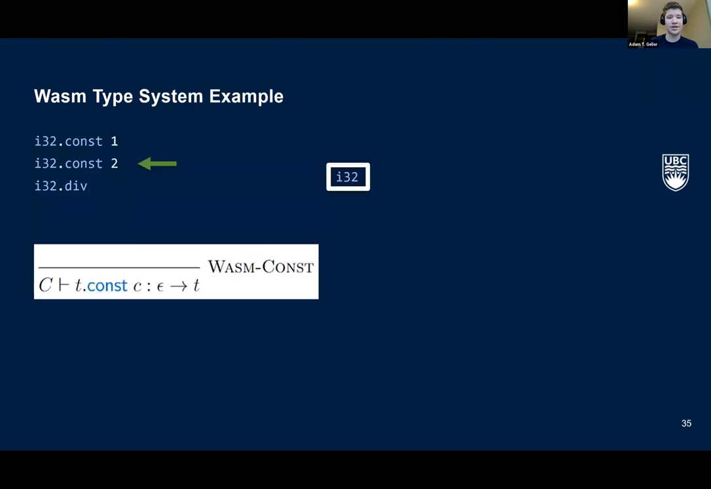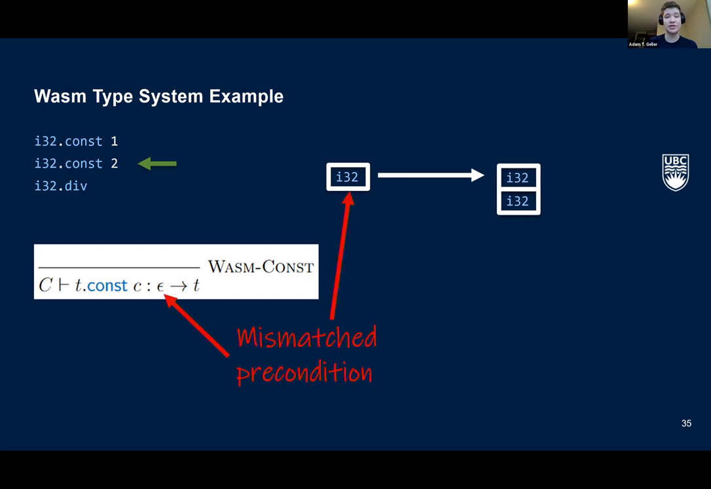And you might be noticing, hey, wait a second, in this type rule for constant, we expect there to be nothing on the stack in the precondition. Yet looking at the example I just showed you, for this second constant instruction, there's already this 32-bit integer on the stack. So there's these mismatched preconditions. And as I said, in the post condition, we expect there to be two 32-bit integers.